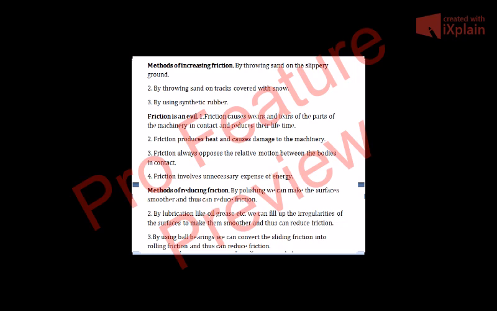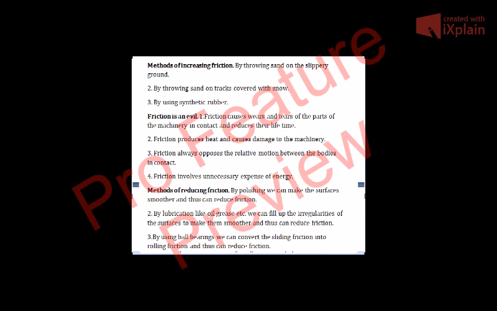We would not like the belt of the machine to get worn. We would not like that because we have to purchase another one, which will cost us. So at that time we say, why does it get worn? Because of the friction. So we say that this friction is evil because it causes us damage in terms of our money. Friction produces heat and causes damage to the machinery.